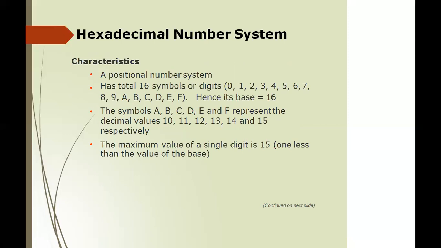physics book. And the hexadecimal number system is also a positional number system, and we use 0 to 9, that is 10 digit symbols in total, and A to F. Here A stands for 10, B stands for 11, C stands for 12, D stands for 13, E stands for 14, and F stands for 15. Here the maximum single digit value is 15, and we use F in the hexadecimal number system for 15.